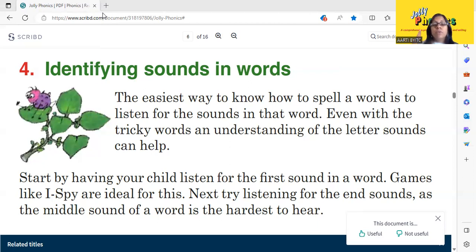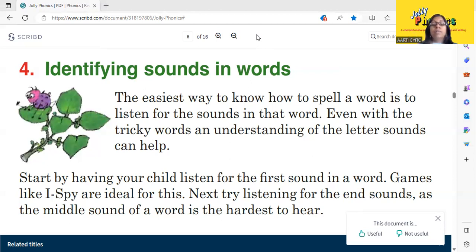So let them recall the sounds more and more, because the idea is that they should understand the importance of sounds, and they should play certain games with you to understand that yes, sounds are important to speak or to read the words. Next, try listening for the ending sound. Very important. So beginning sound and ending sound, very important. 2 sounds. As the middle sound of the word is the hardest to hear.